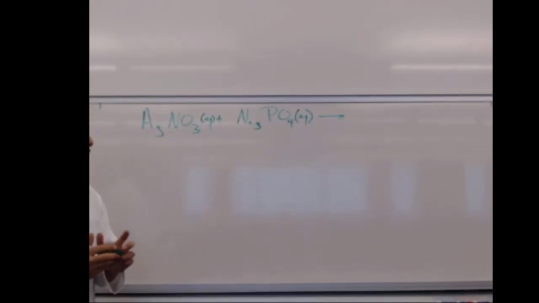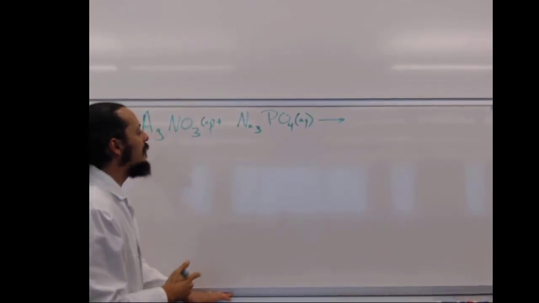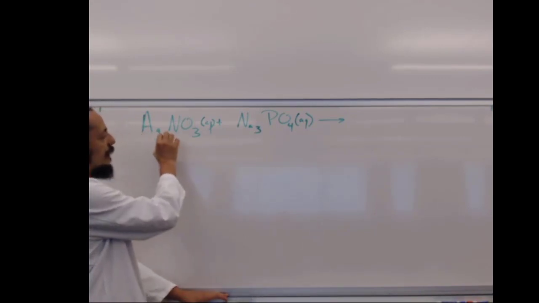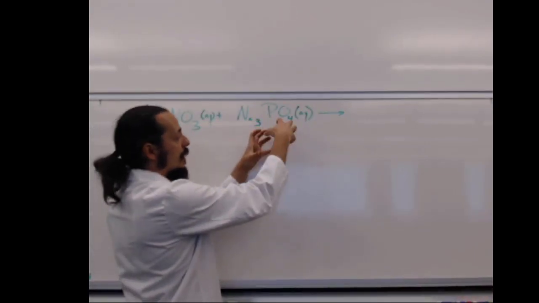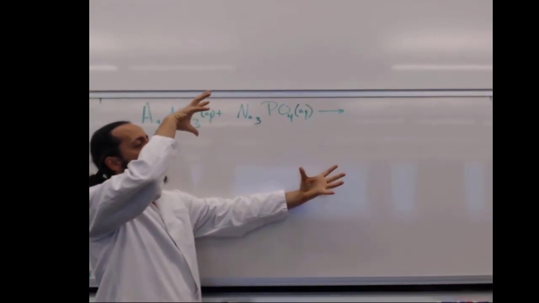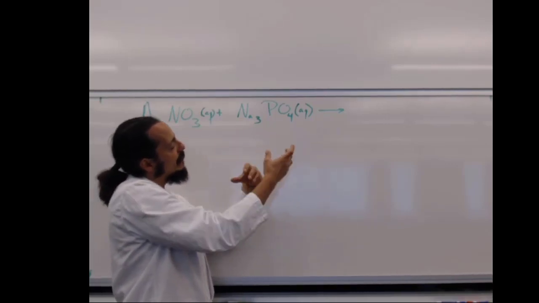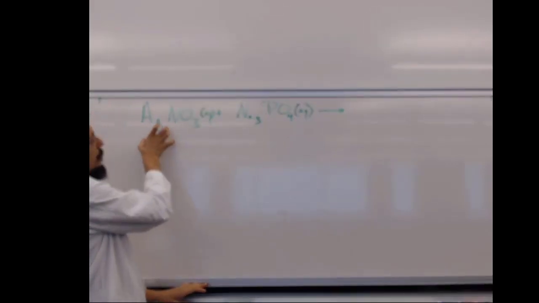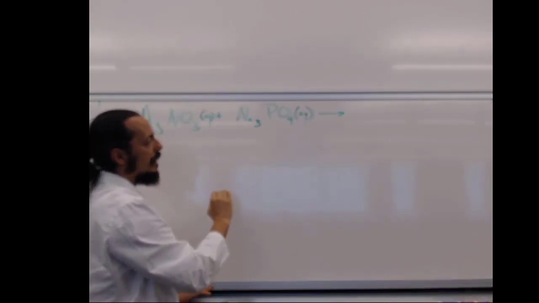So now we can put these two things into solution together, and we can kind of imagine what's going to happen. The silver and the nitrate are going to split from each other, and they're going to float around in solution. The sodiums, all three sodiums are going to split up from the phosphate, they're going to float around in solution. And what we want to consider is what happens when the phosphate bumps into the silver, what happens when the nitrate bumps into the sodiums.